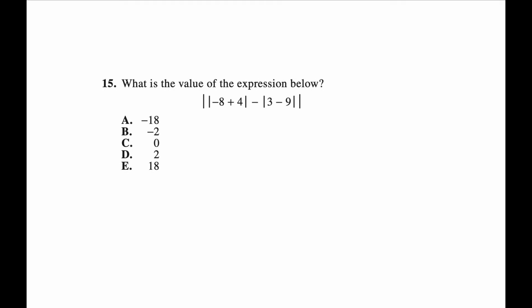Question 15 says, what is the value of the expression below? And we're given an absolute value expression. The answers range from negative 18 to positive 18, and there are also pairs of negatives here. So A and E are negatives, and then also B and D are negatives of each other as well. Noticing these negative relationships, we'll want to be extra careful about our signs as we do this question, because it seems like the ACT might be predicting a mistake related to that.